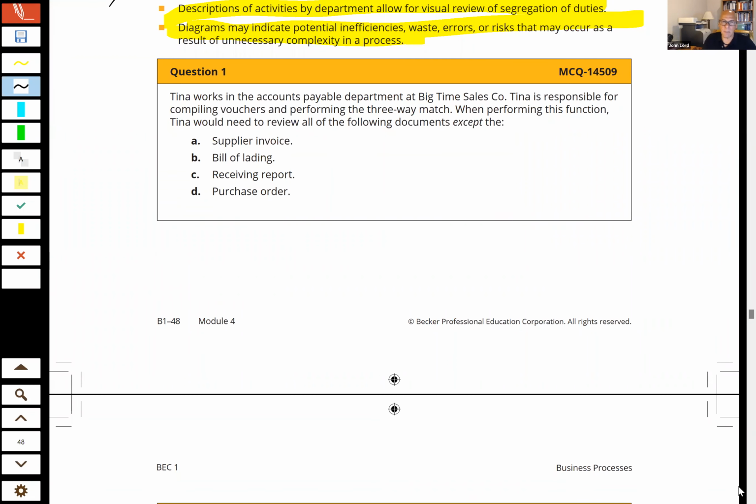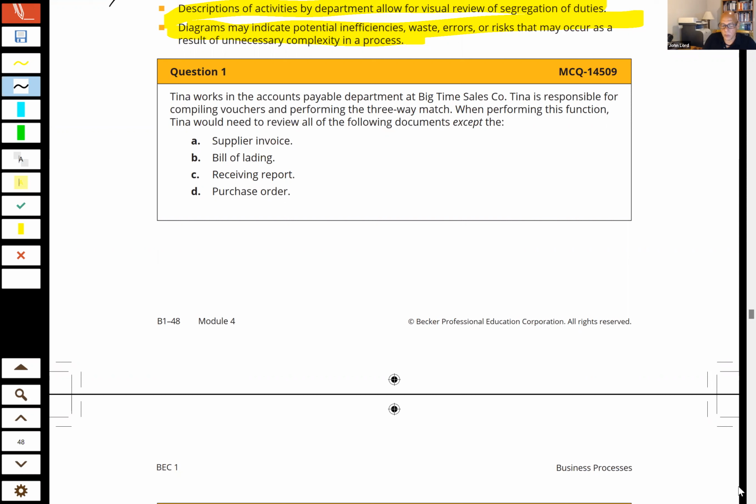Okay, a bill of lading is a packing slip. That basically goes to the purchaser, whatever it is that we have sold, and it says this is what's in this package. Okay, that's a bill of lading.